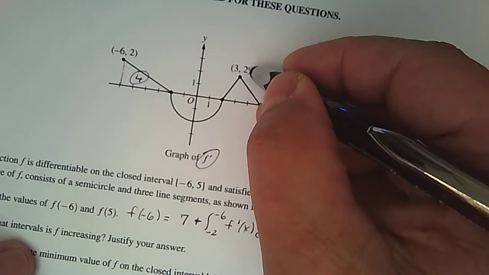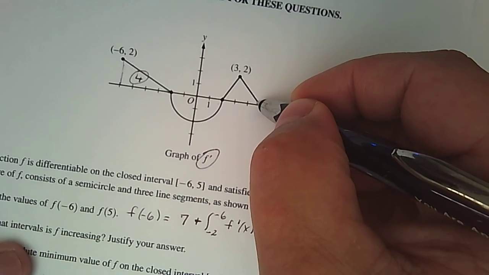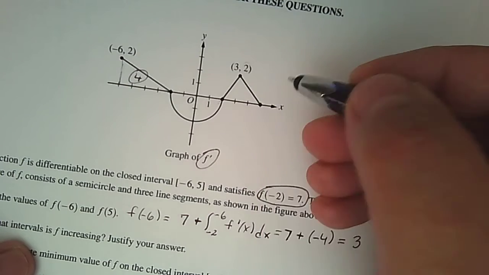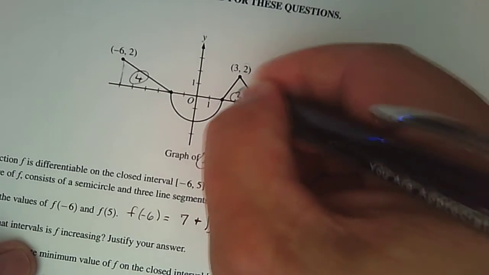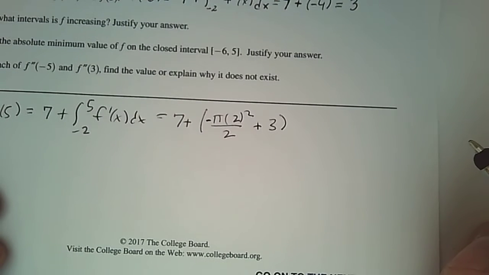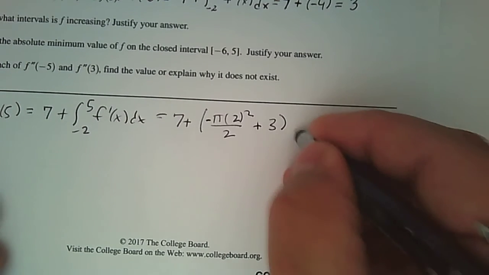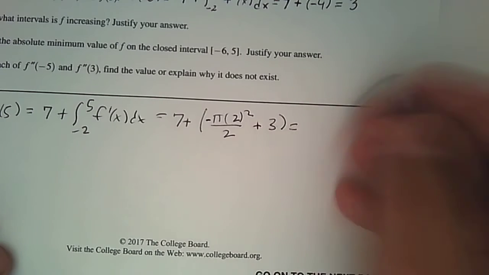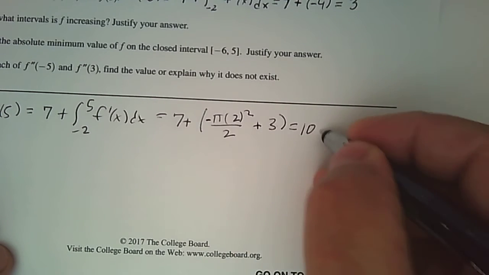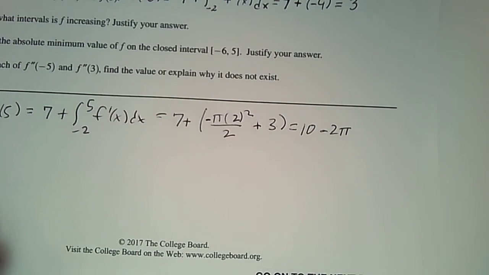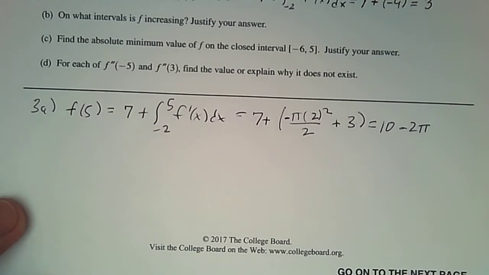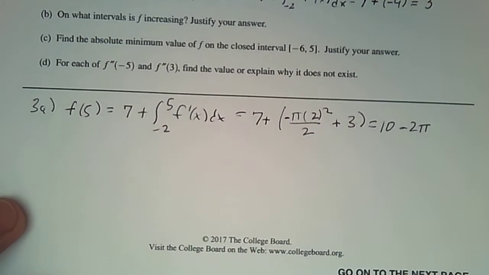You could also go half the height times the base, and you get the answer 3. Half of 2 is 1, times 3, so you don't have to worry about fractions. The area of that triangle is 3, and again, it's positive because it's above the axes. Then put that together. 7 plus 3 is 10. And then pi times 4 divided by 2 is -2 pi. So it's 10 minus 2 pi. And you did it. So there's 3a, and you found the value of both, starting with a value given.